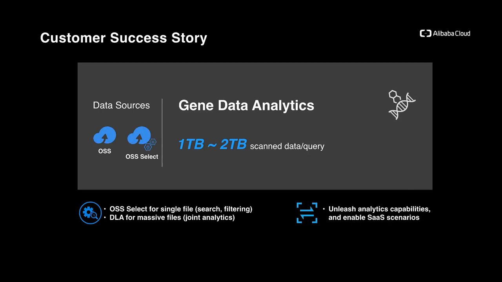Now with DLA, they can run complex queries on top of OSS Select to join their genomics data with data coming from other sources, such as demographic data, or data coming from other public data sets, in order to get some joint results. With that, as a genomics company who didn't have a lot of analytical capabilities before migrating to Alibaba Cloud, they can now unleash the power of analytics and provide it as a service to their customers. Make the analytical power accessible to their consumers and customers.